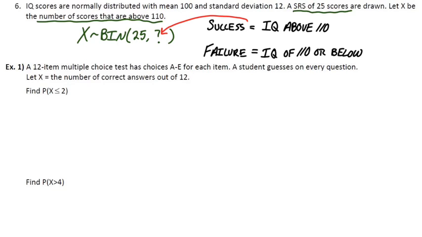So number 6 is a binomial distribution. 25 scores at random. A success is an IQ score above 110, a failure, an IQ score of 110 or lower. So this one would be a binomial setting.